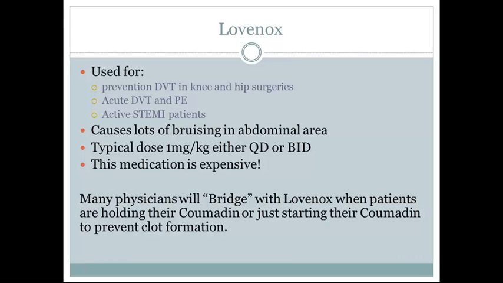Lovenox is used for the prevention of DVT in hip and knee replacement surgeries, acute DVTs and pulmonary embolisms. It's also used in active STEMI, ST elevation MI patients. It causes lots of bruising in the abdominal area, so warn patients about that. The typical dose is 1 mg per kilogram, either once a day or twice a day, and it's up to your physician how they would like their patient treated, so it's important to ask them. This medication is expensive, so we don't want patients on this medication longer than they need to be.